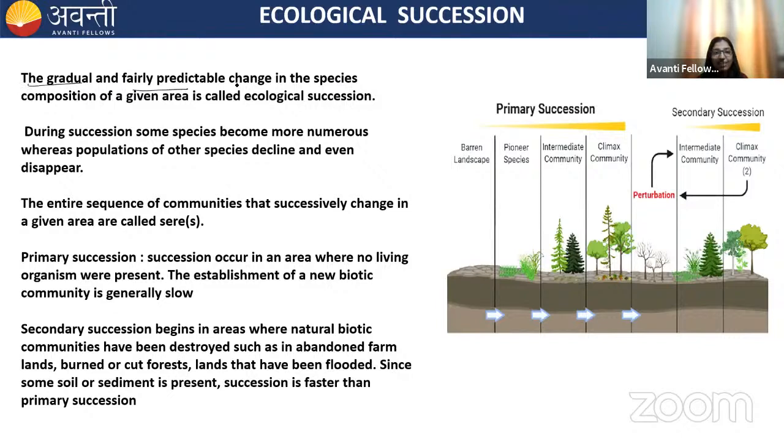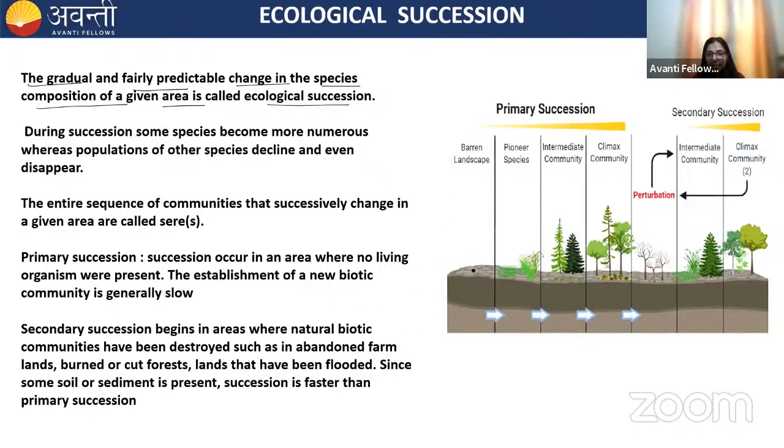So the gradual and fairly predictable change in the species composition of a given area is known as ecological succession. We know that the community composition and its structural components change with the change in environment, right? And these changes occur in a sequence with the change in the physical environment. The changes keep on occurring until the community reaches near to the equilibrium, which is the climax community, and the climax community is the stable community.